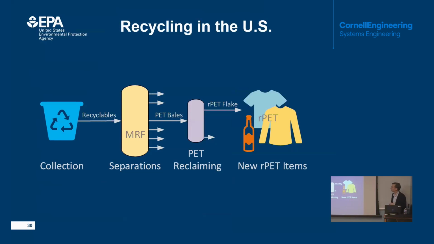What does the system look like? Well, there's different ways that we collect PET or other packaging, right? So we have curbside collection systems. Some states have bottle take-back systems. And sometimes you have drop-off locations, where you drop something off.